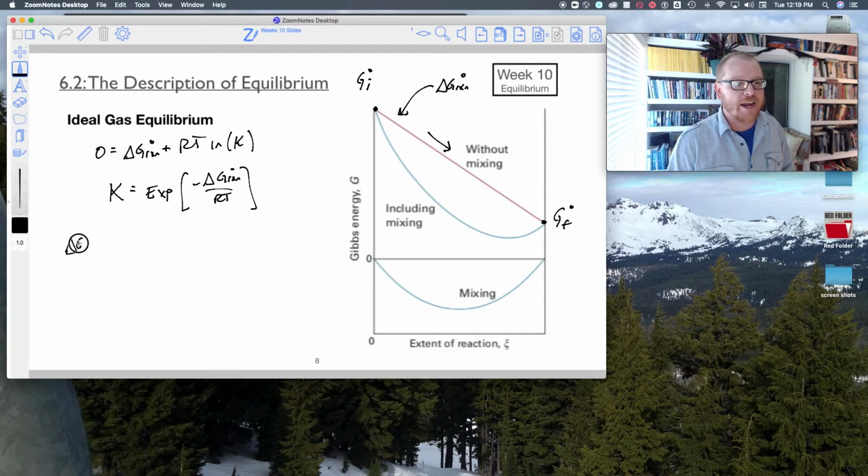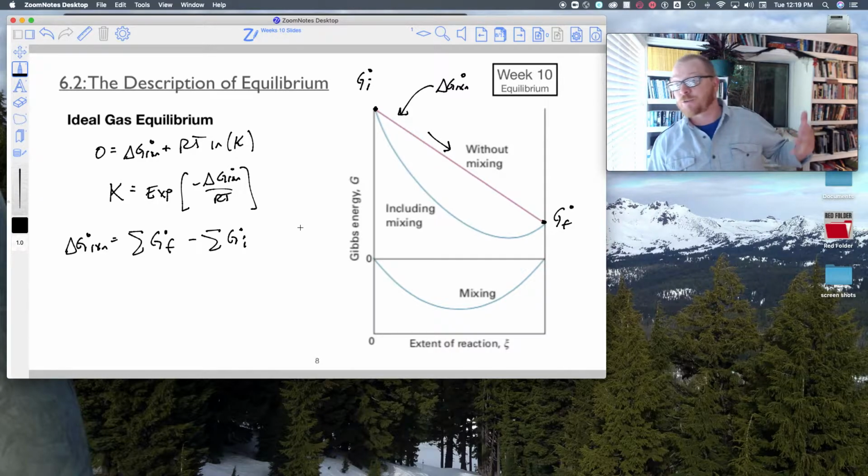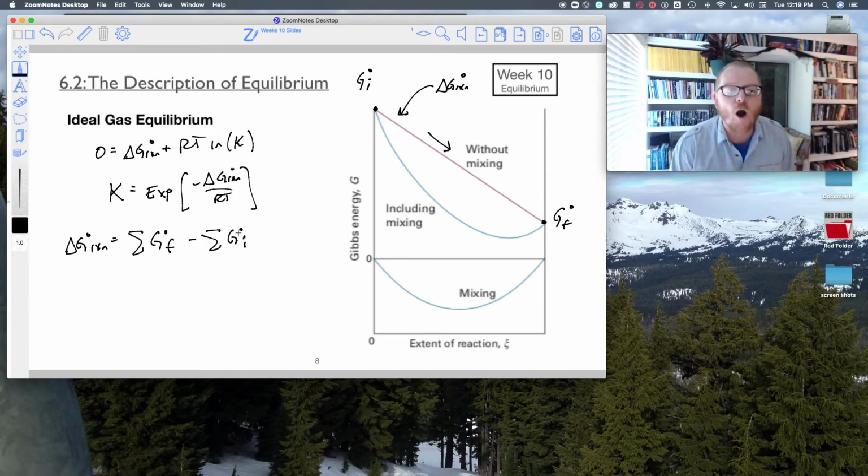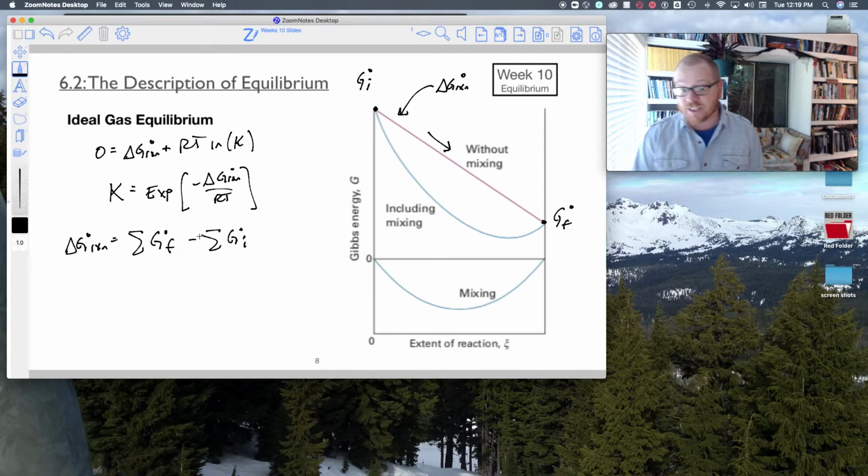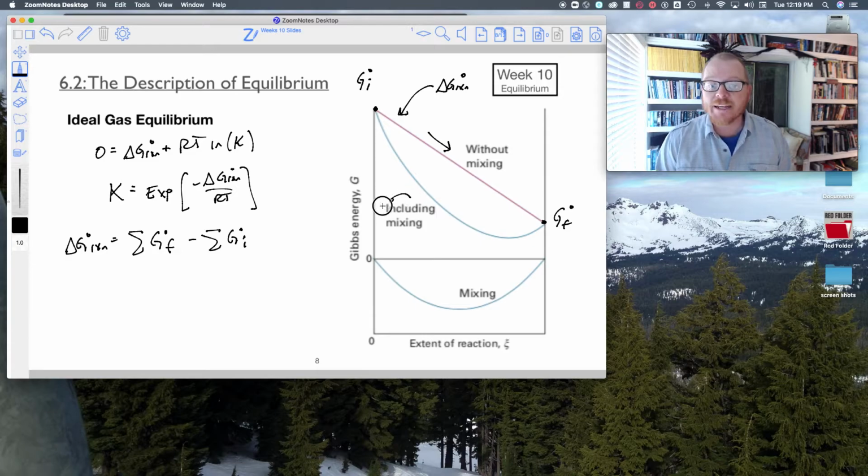So we recall that the standard free energy of the reaction is just the sum of the final free energy, the free energy of the products, minus the sum of the initial free energy, the free energy of the reactants. But look, because it's a state function, it's just this minus this. So that just gives us a straight line. So where does this curvature come from? Well, it comes from mixing.